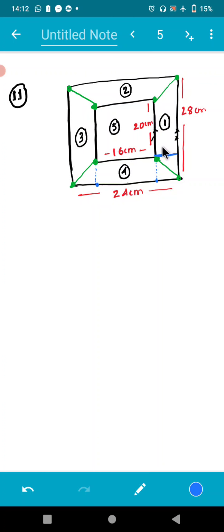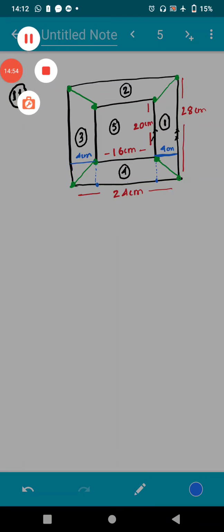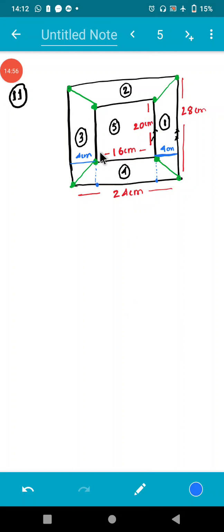Now, we will divide this 8, that is the width, into 2 equal halves. That is, this would be 4 centimeter, and this would also be 4 centimeter. Fine. In this way, we have got the distance for figure 1 and figure 3, and now we know the distance between the parallel sides.